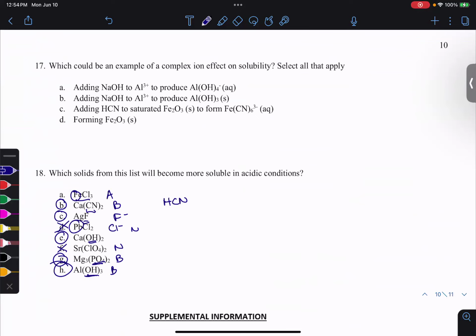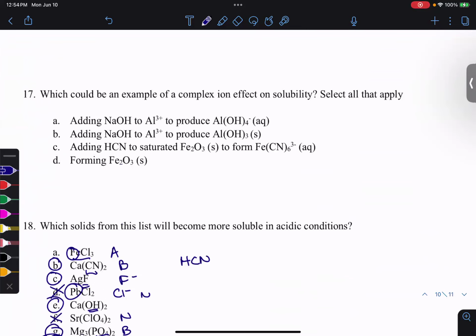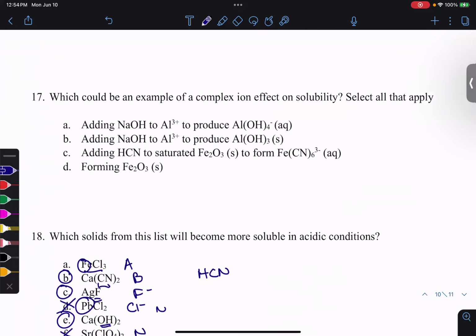And so the very last topic we looked at for factors in solubility was the complex ion. So this is Kf. Which of these would be examples of complex ion affecting solubility? Typically when you add something that can make a complex ion, it increases molar solubility. But that's if you make something that is a complex ion. Complex ions are ions, they are aqueous.